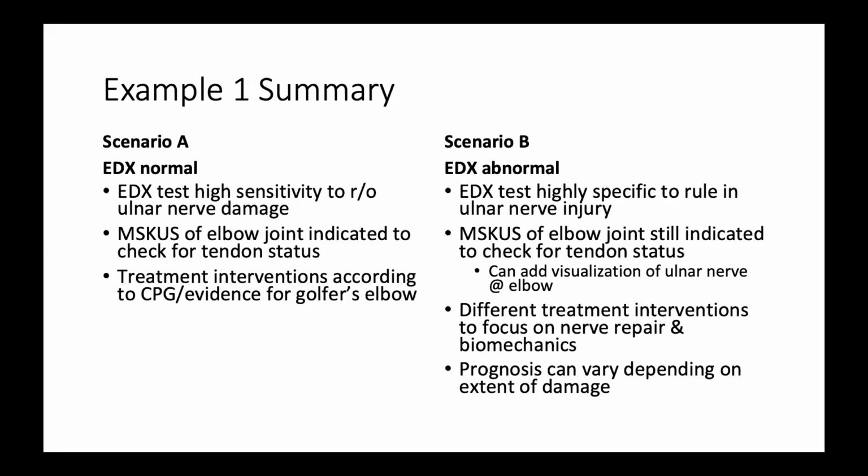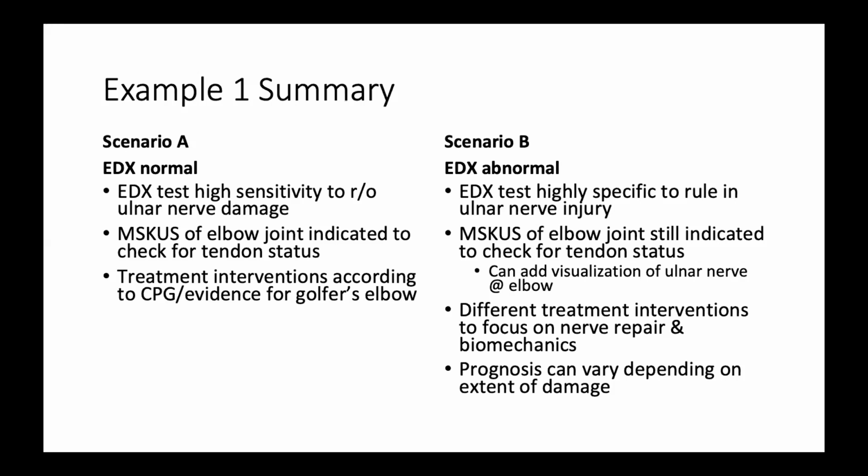However, if the electrodiagnostic test is abnormal, the test is very specific. So it's very sensitive to rule out, but it's also very specific to rule in. So we can still do musculoskeletal ultrasound for this patient, but now we can, and this is checking the tendon, because they may have both. They may have a musculoskeletal and neuromuscular.